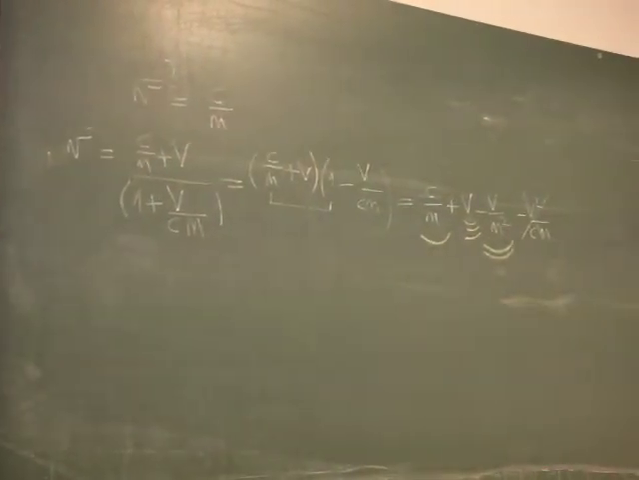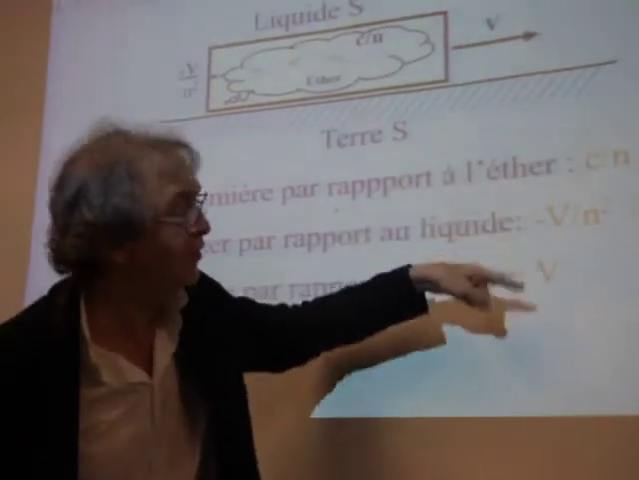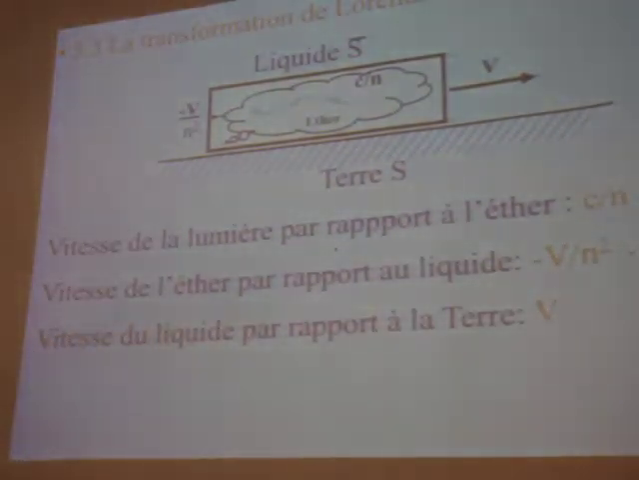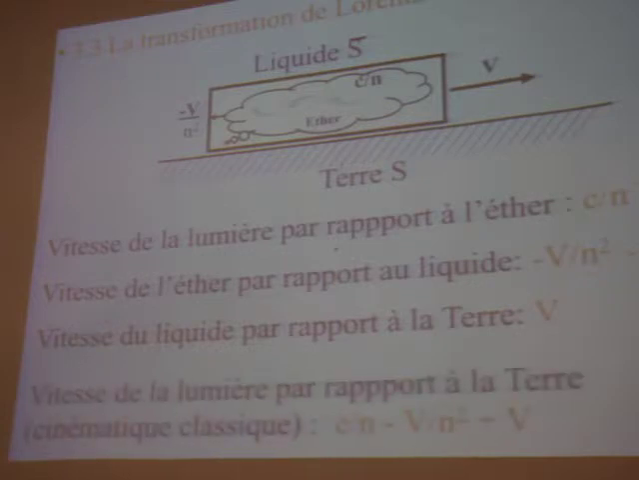And then if you would like to know what is the velocity of light with respect to the earth, you say, well, it is the velocity of light with respect to the ether, with respect to the liquid, to the earth. So you have to sum these three quantities. So you find that the velocity of light with respect to the earth, according to the classical Galilean interpretation, was exactly what we found using the special relativity to first order.